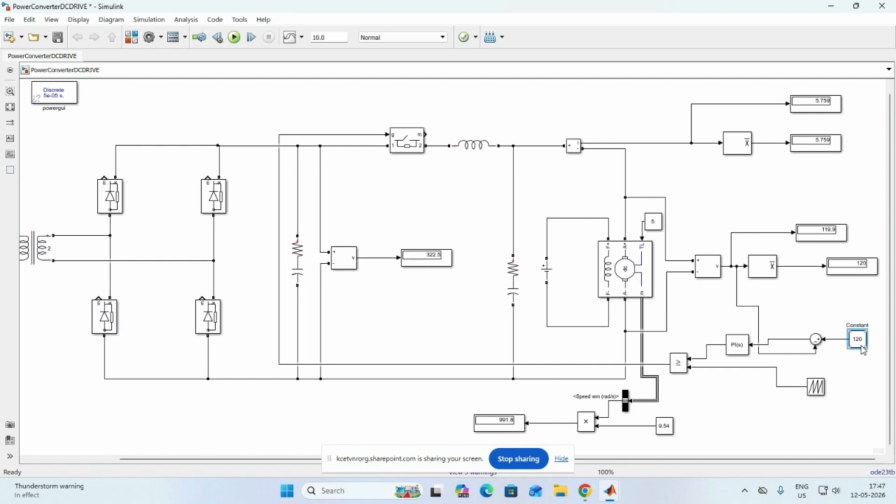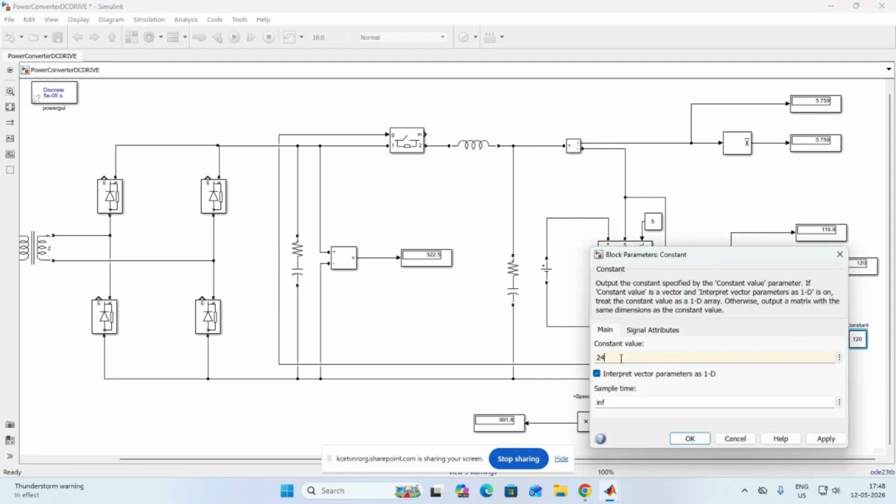So armature voltage is directly proportional to speed. If voltage increases, speed also increases. Voltage decreases, speed also decreases. Whereas in the case of field weakening control or field control, let us check what happens to the speed.